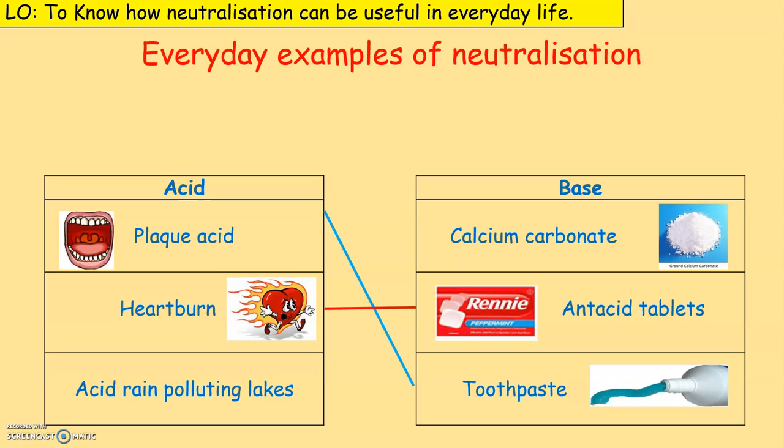You can find it in Tesco and other pharmaceutical stores. The reason why sometimes you have heartburn is that you've got excess acid in your stomach, and to neutralize it, you need a base. All right, now the last one is acid rain polluting lakes. I'm sure you're going to be learning more about acid rain, but imagine acidic rain. To neutralize it, basically what you need is calcium carbonate, which is also a base. If you can pause the video and write this down in your book, that would be absolutely amazing.